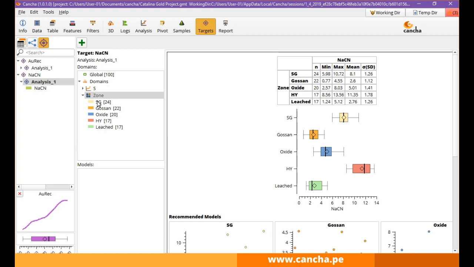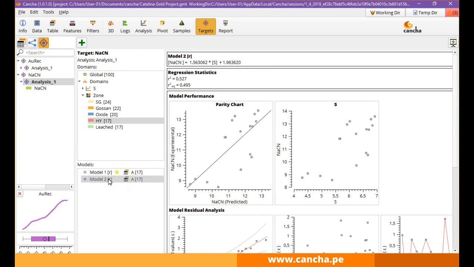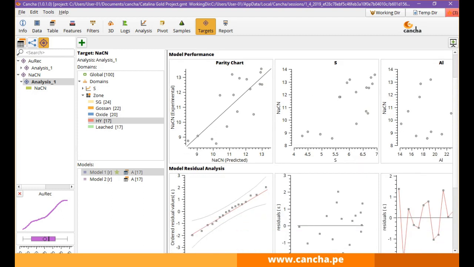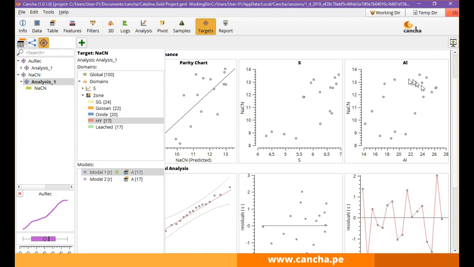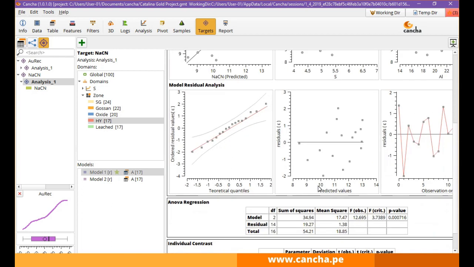If we go to the zones and have a look, hypogene's a bit weird, why is that? Was only 17 values. We've got 2 models here. We've got one which is just 1.56 times the sulfur plus 2, and we've got one which involves aluminium. So this is a good example of what you have to be a bit careful for. This aluminium one, let's have a little look at the statistics here.